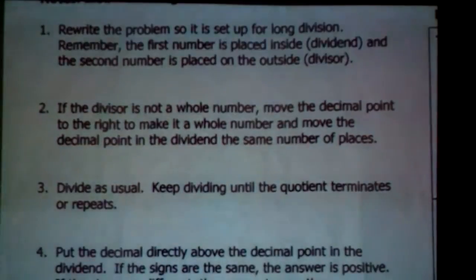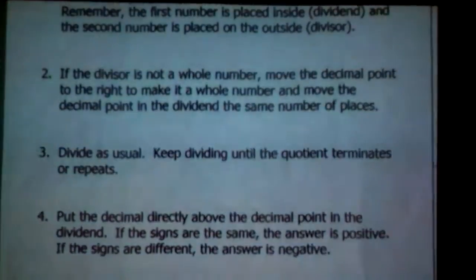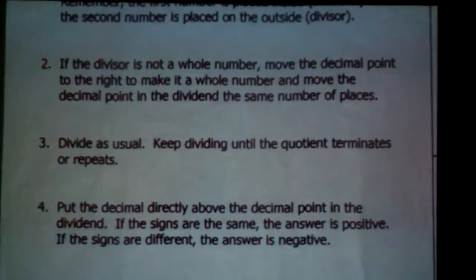You're going to divide as usual. Keep dividing until the quotient either terminates or repeats. Put the decimal directly above the decimal point in the dividend. If the signs are the same, just like your integer division rules, the answer is positive. If the signs are different, the answer is negative.